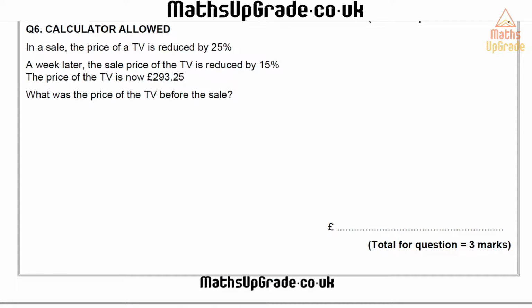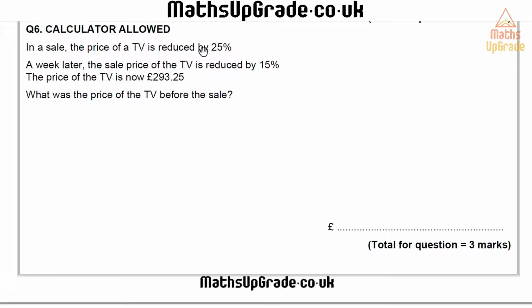Question 6 is worth 3 marks. In the sale, the price of a TV is reduced by 25%. A week later, the sale price of the TV is reduced by another 15%. The price of the TV is now £293.25. We need to work out the price of the TV before the sale.